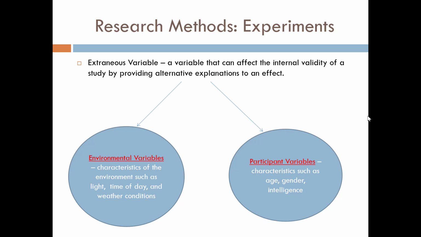There are two primary types of extraneous variables. Environmental variables are outside factors like light, time of day, and weather conditions. Participant variables are internal factors or characteristics such as age, gender, intelligence, etc. The factors can all affect the outcome of an experiment. That is where random sampling comes in as well. It helps eliminate some of the extraneous variables by ensuring participants are not selected based on any specific extraneous variables.